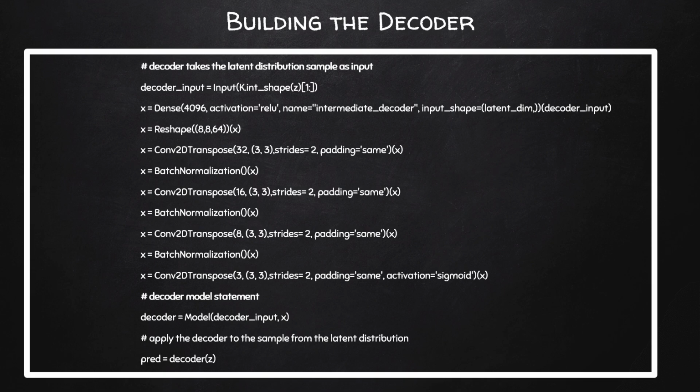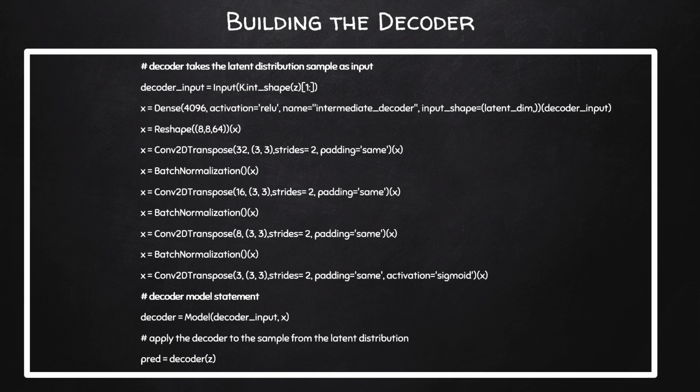The decoder takes latent distribution as an input and generates a 2D image. We start by adding a dense layer, which is reshaped into a 2D array in the following layer. The dense layer is followed by a set of inverse convolution layers. Each inverse convolution layer upsamples the image and is followed by a batch normalization layer.